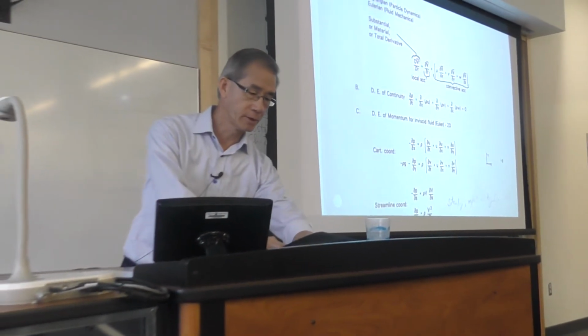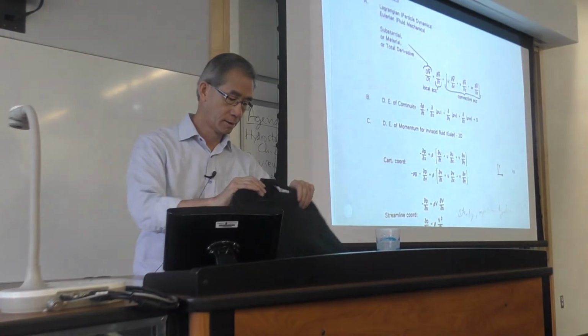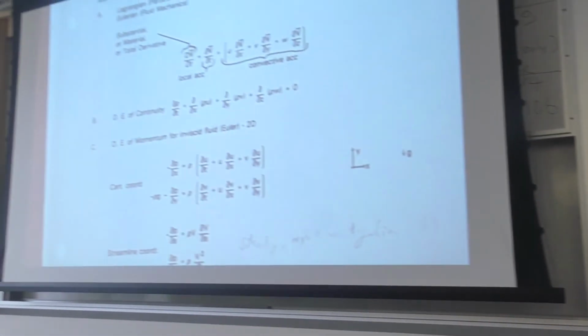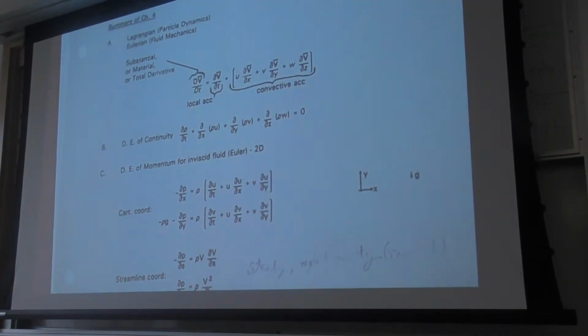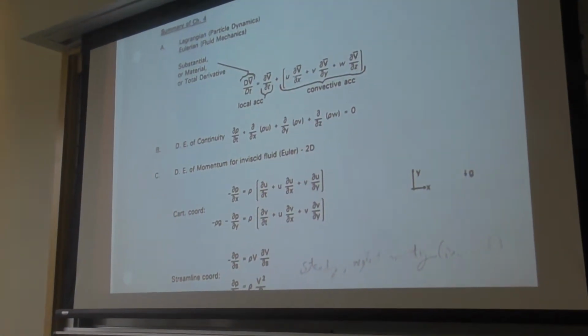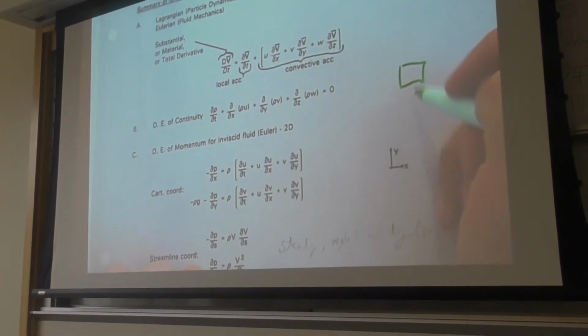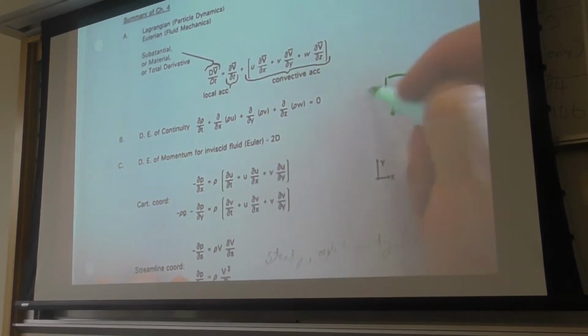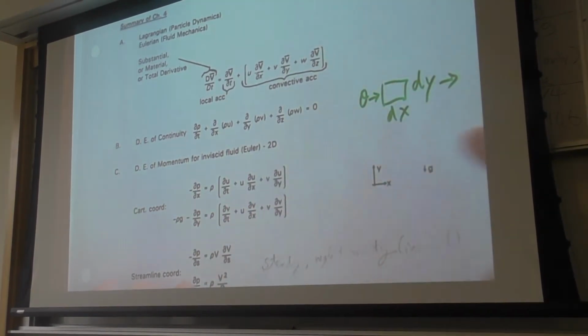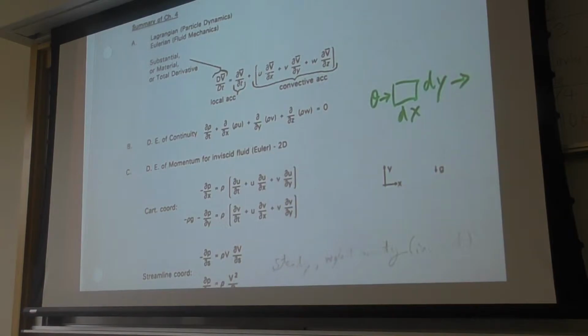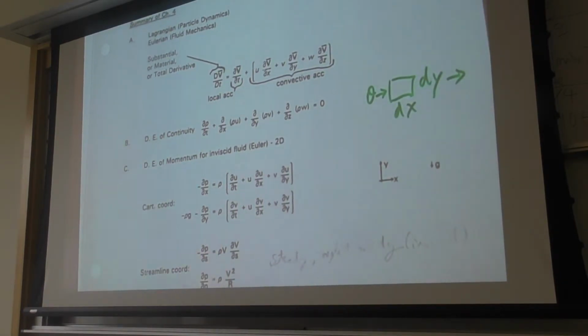Then we use a very basic differential analysis, like we did with the streamline Euler equation, by drawing a differential element of dx, dy, and looking at quantity theta and so forth, and see how we change across a differential distance, we derive the differential equation of continuity.